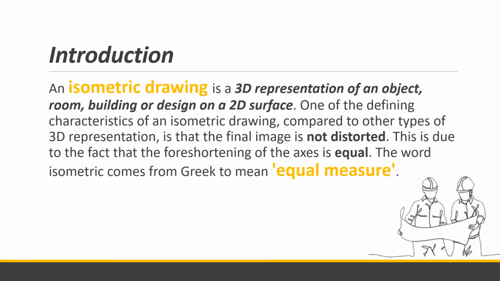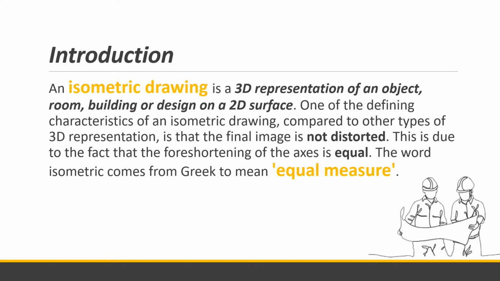So what is an isometric drawing? It is a 3D representation of an object, room, building, or design on a 2D surface. So technically it is 2D but drawn as a 3D representation.